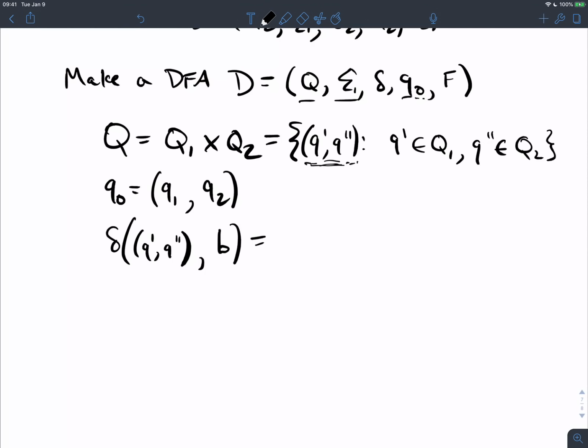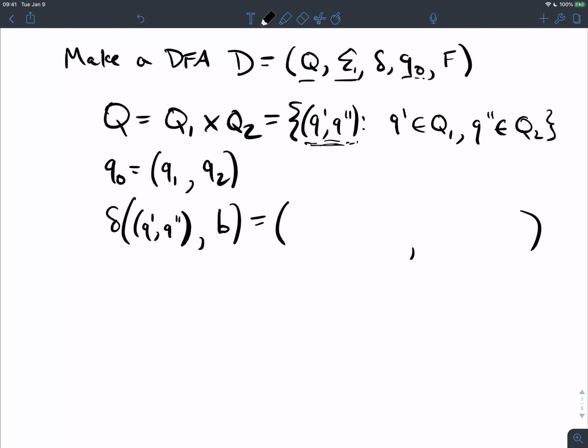Okay, let's see. What does the transition function for a DFA have as its output? It takes a state and an input. What does it give us? A state. What are states in this machine? Ordered pairs. So the output should be an ordered pair. It's actually going to be a big ordered pair. Trust me, I've done this. Okay. Well, what's going to go here?